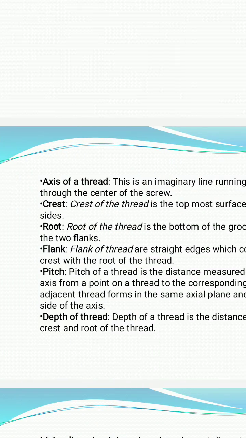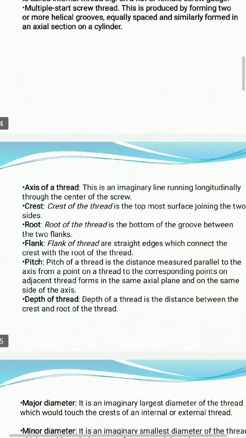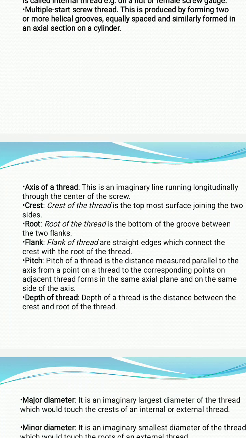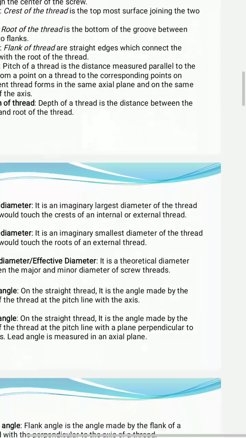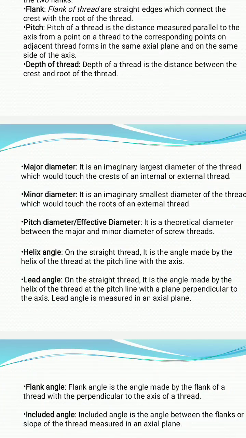What is axis? Axis is an imaginary line running through the center of the screw. I have defined what is crest, root, flank, pitch, depth of the thread. The depth of thread is the distance between the crest and the root of the thread. Correct? Next, I have also defined what is major diameter, minor diameter, pitch diameter. Pitch diameter is also called the effective diameter. It is defined as the theoretical diameter that lies between major and minor diameter of a screw thread.